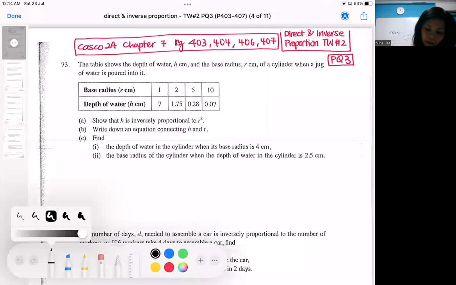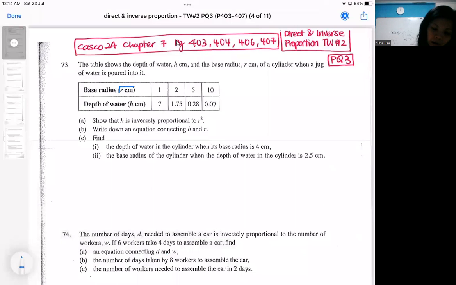So if you look at the table, this is R, and this is H. That means all these are the values of R and all these are the values of H. And they would like you to show H versus R squared. So if you recall the theory, what must you be checking? You must check that these two will always get the same constant.